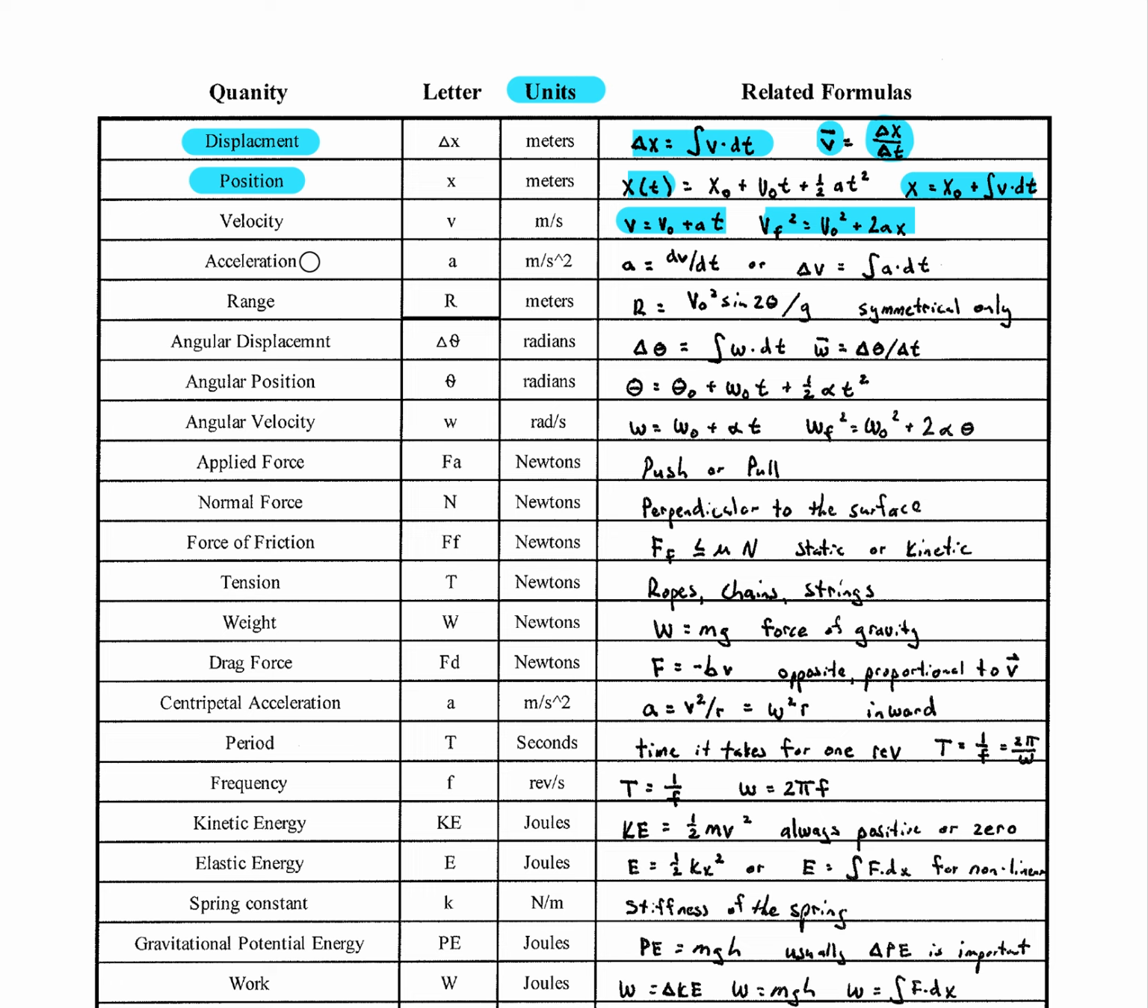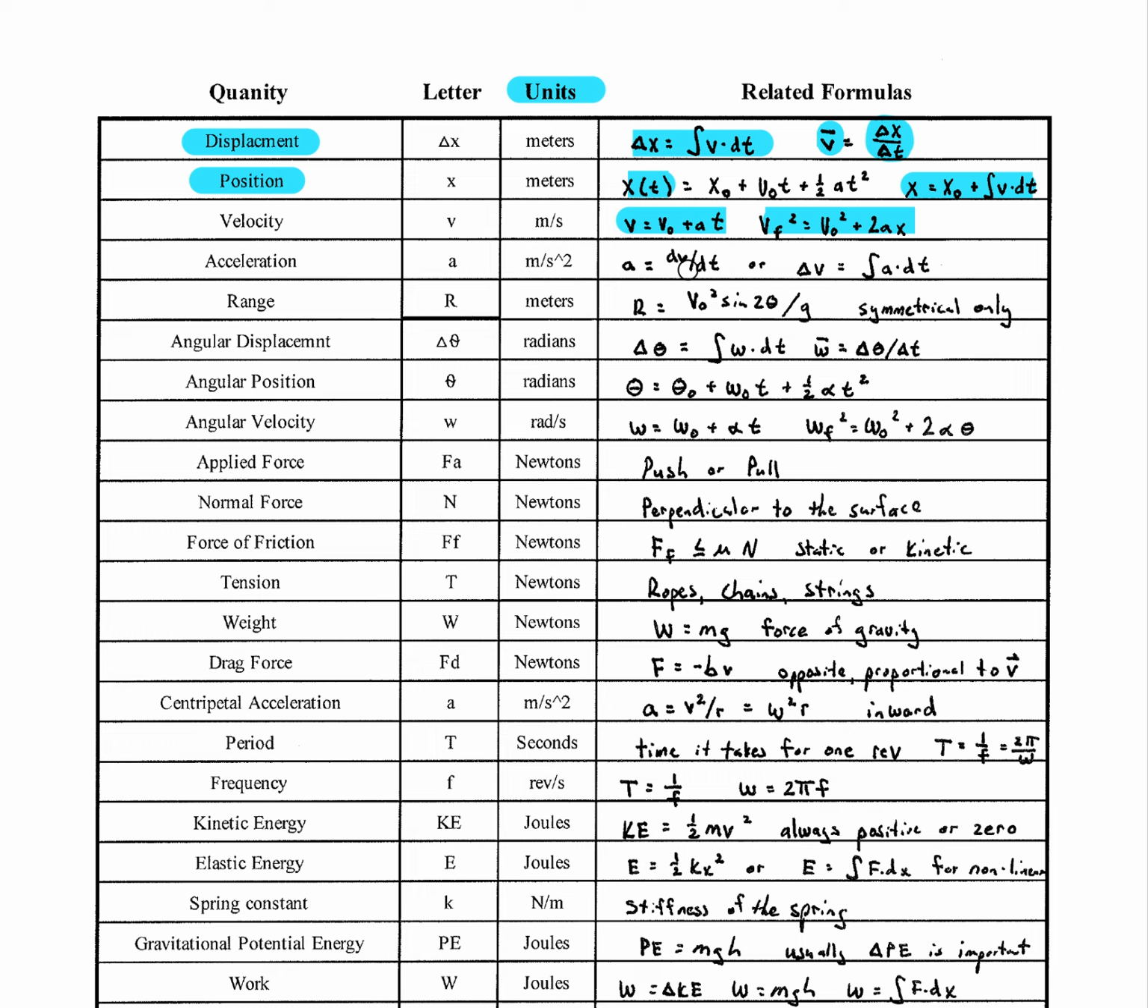Acceleration is also a vector. It's in meters per second squared, which really is meters per second per second. It's the rate at which you change your velocity. So if acceleration is, let's say, 4, that means 4 meters per second squared, which means you're increasing your velocity by 4 meters per second for every second.